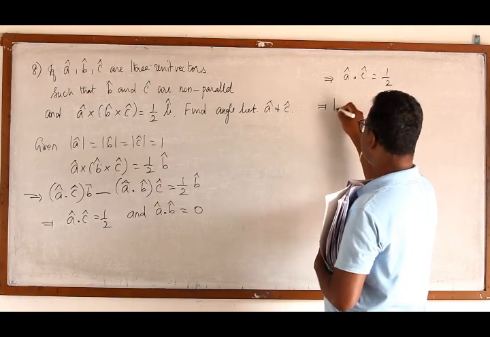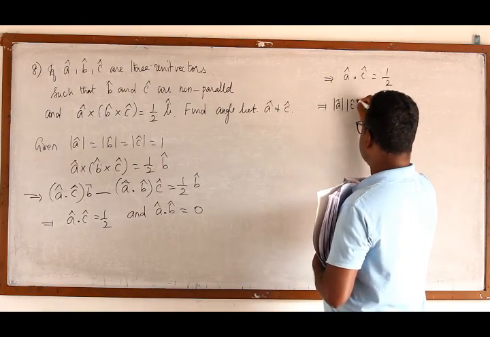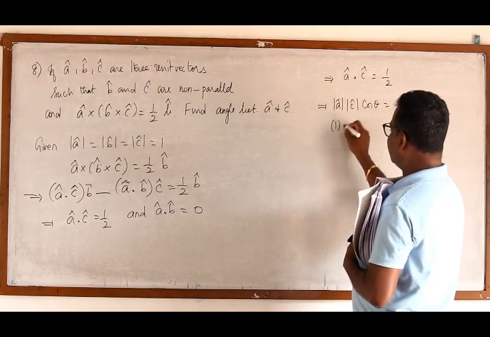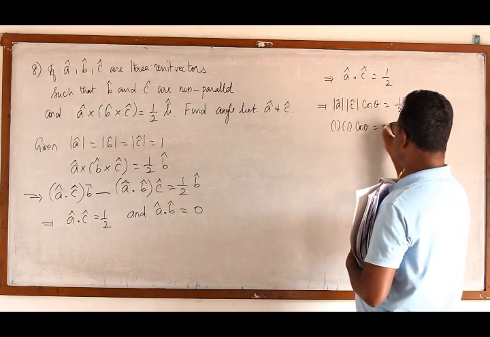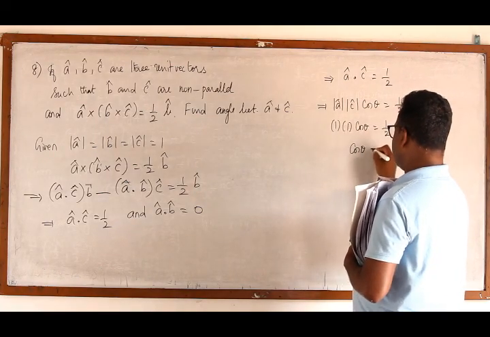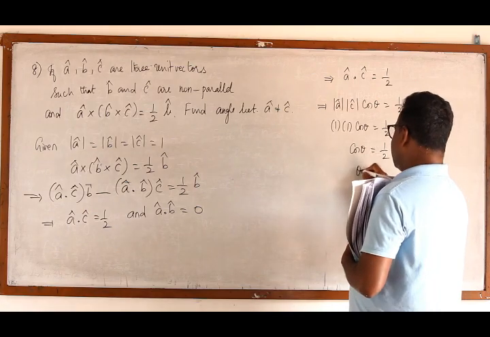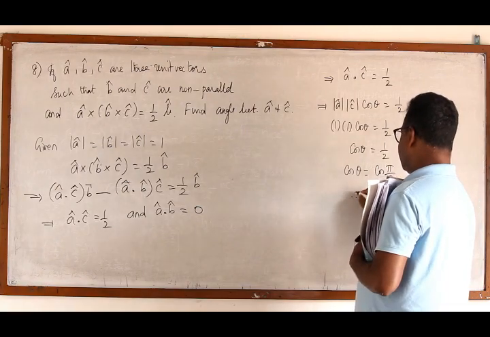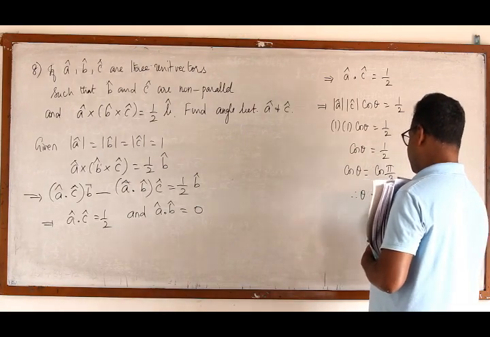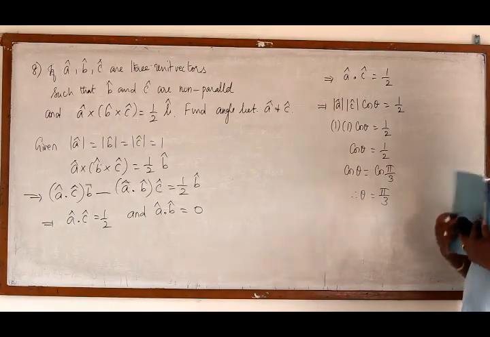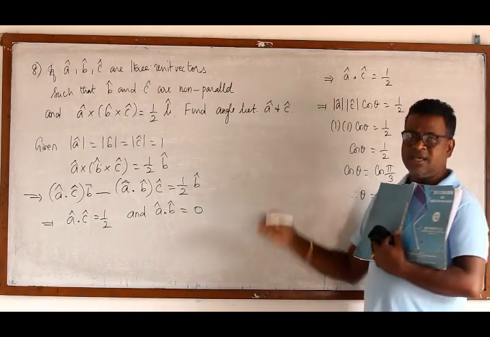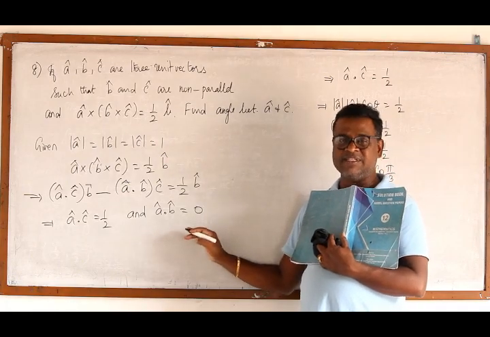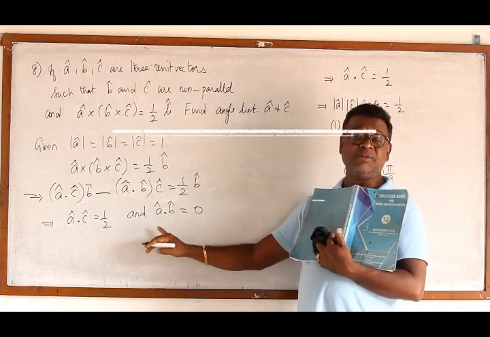That means by definition, modulus of A cap, modulus of C cap, cos theta equals 1 by 2. We know this is 1, this is 1, so cos theta equals 1 by 2. When will I get cos theta equal to 1 by 2? Cos 60 means pi by 3. Therefore, theta equals pi by 3. This is how we can find the angle between A and C. And we can find the angle between A and B also. A dot B is 0 means the dot product is 0, which means the vectors are perpendicular. Therefore, the angle between A and B is 90 degrees.